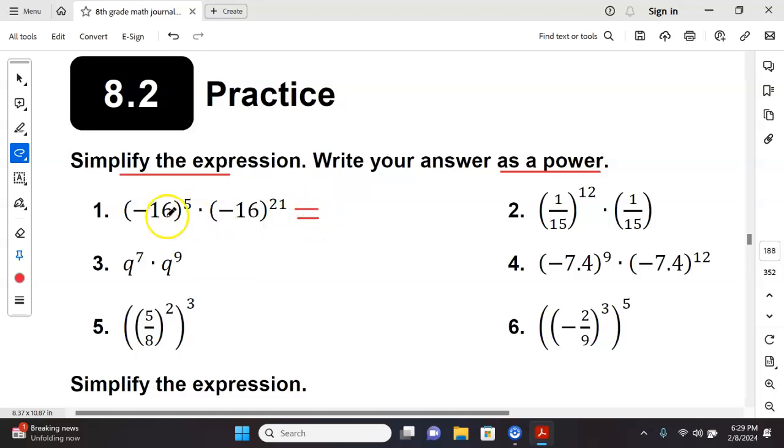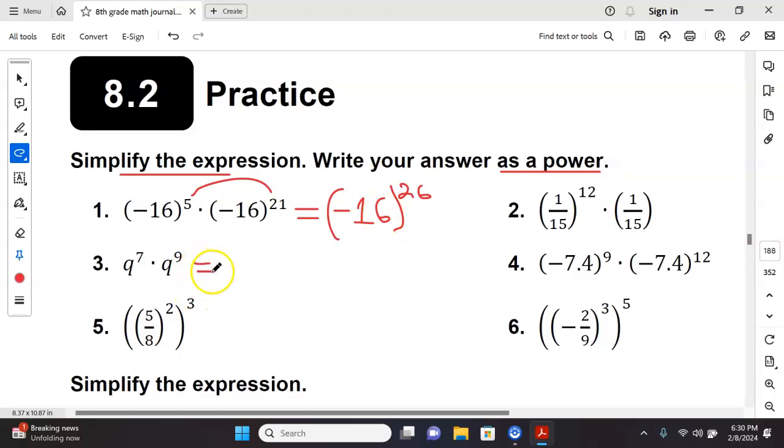So rule number 1, this is the product of a power property. So same base, when you multiply, you add the exponent. So you take 5 plus 21. Remember, you have to have the same base in order to use the product of power property. Your base is negative 16, and don't forget the negative 16 goes inside of the parentheses. And then 5 plus 21 is going to give you 26. So your answer is negative 16 raised to the 26th power. Okay, that's number 1.